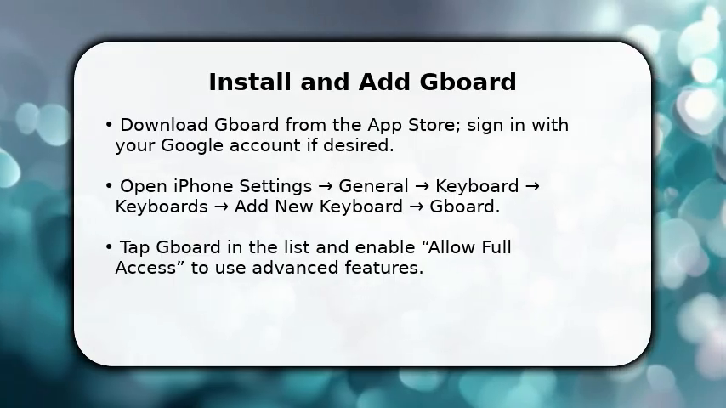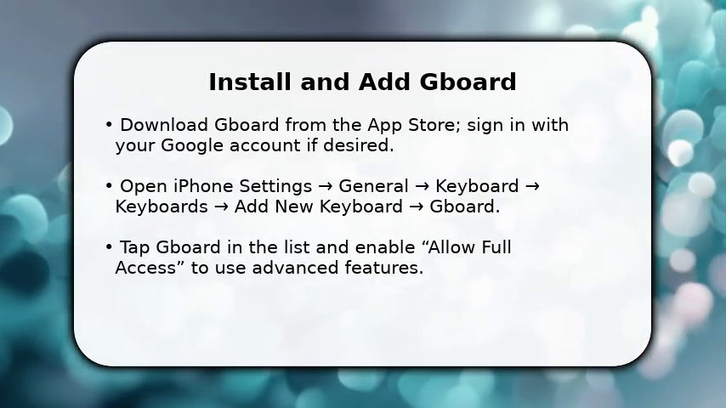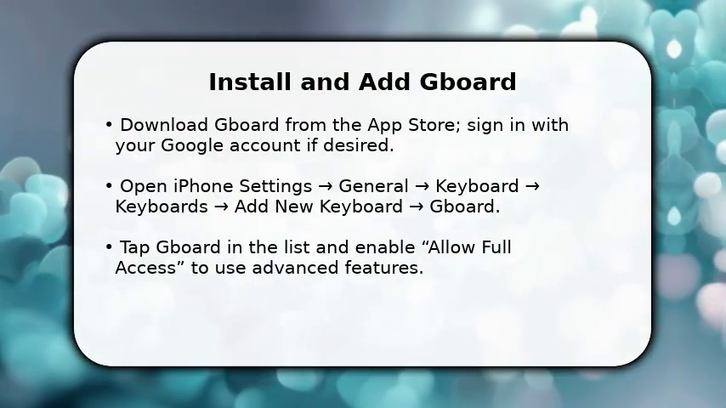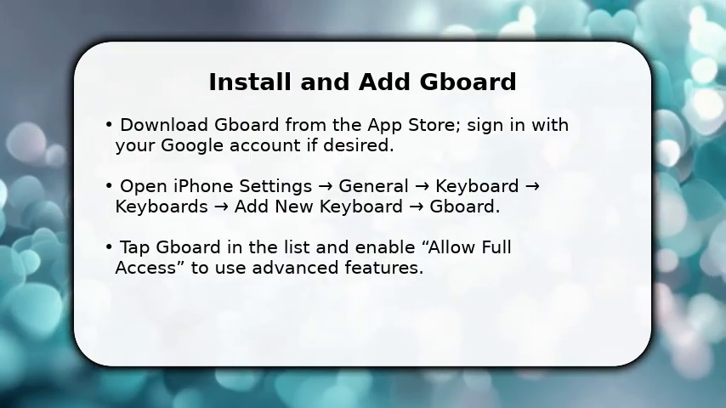You start by installing Gboard and adding it to iPhone keyboards. Open Settings, go to General, then Keyboard, and tap Add New Keyboard to pick Gboard. Once added, tap Gboard in the keyboard list and enable Allow Full Access.